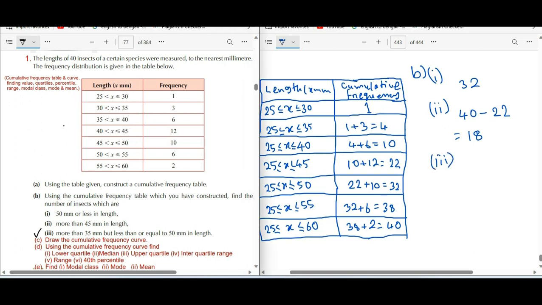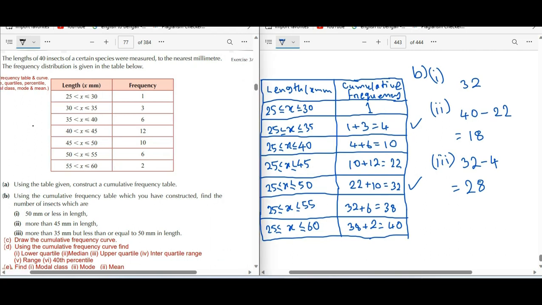Now in B3 you need to find the number of insects with length between 35 to 50. So we will avoid the lengths that are less than 35, that is 4, and we will take till 50. So the number of insects would be 32 minus 4, 28. Now in C they asked you to draw the cumulative frequency curve.